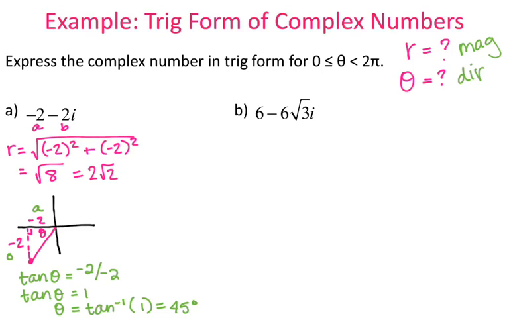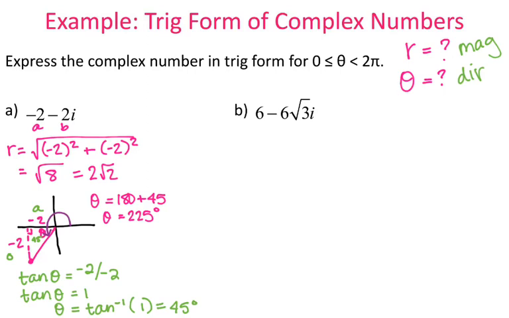Now the angle measurement that I actually want for my theta, also known as your direction, is going from your positive x-axis all the way around until you hit your complex number. So in this case, my 45 degrees is just this little wedge right here. It's your reference angle, but I want the entire angle drawn in purple. So I'm going to take 180 degrees plus the 45 degrees, and then that gives me 225 degrees.